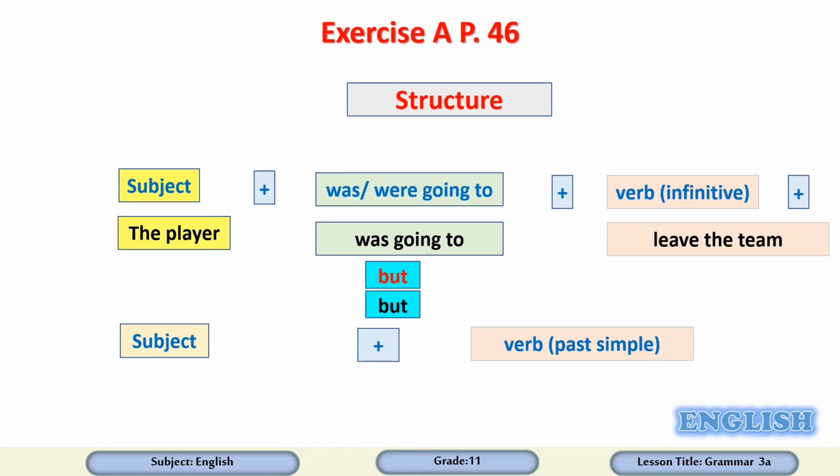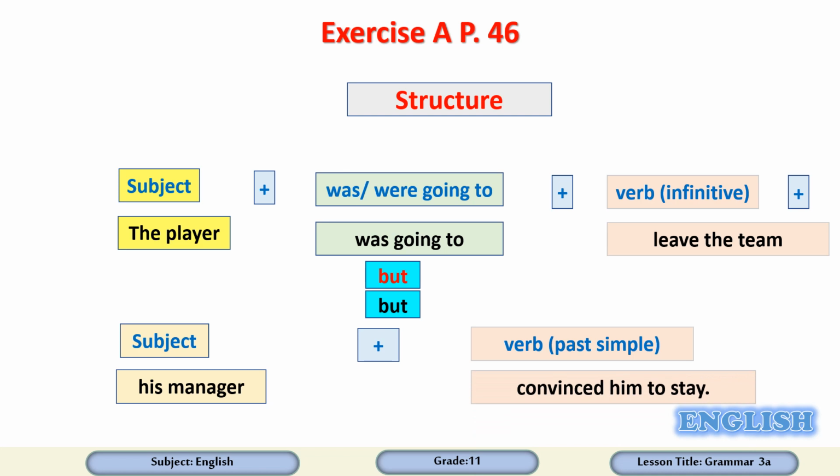Think about a subject now for the second sentence. His manager. And now we need a verb in the past simple. Yes, very good. Convinced him to stay. So the player was going to leave the team, but his manager convinced him to stay. This also conveys the same meaning of an intended action that was not finished or an intention that was not fulfilled.